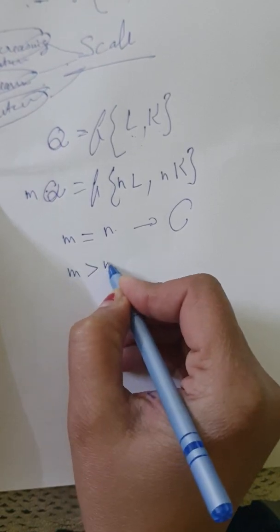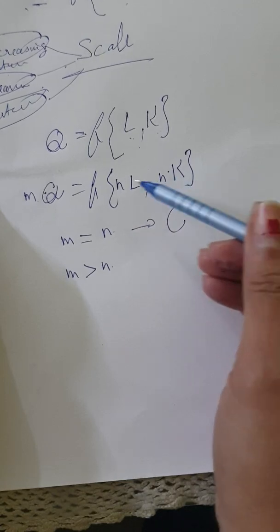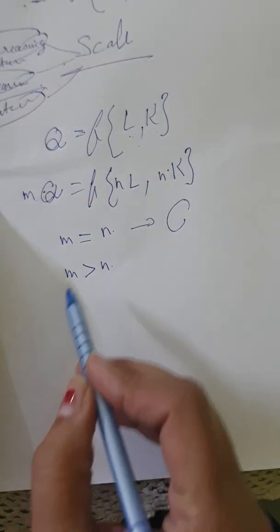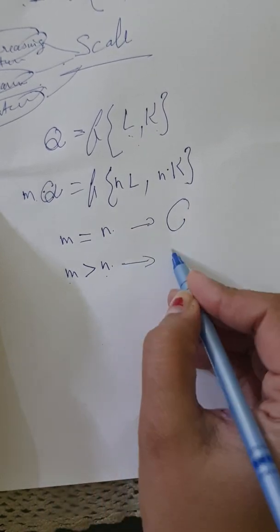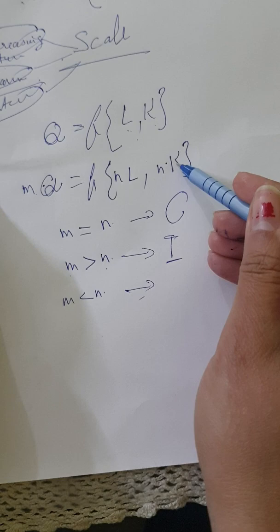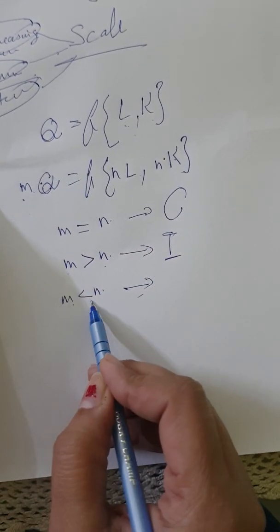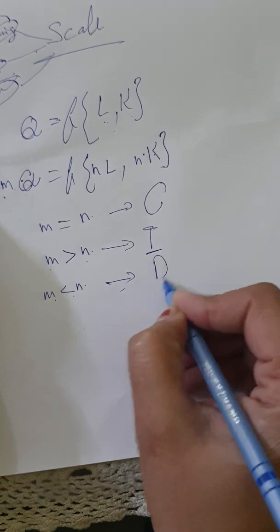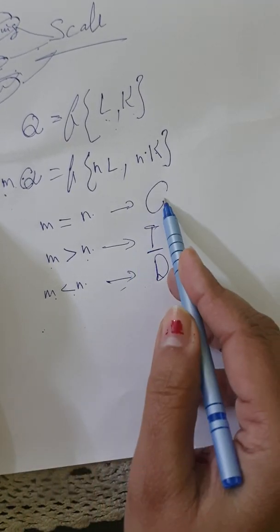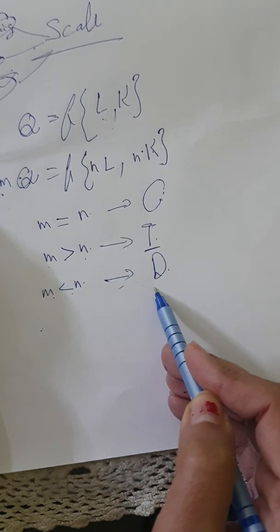If your m is greater than n, it means you increased your inputs maybe 2 times and your output is increased by 3 times or 4 times. So m is greater than n. This is the situation of increasing returns. If m is less than n, I mean you have increased your inputs by some amount, maybe suppose 4 times, but your output increased 3 times, suppose. So m is less than n. So this is the situation of decreasing returns. So constant returns to scale, increasing returns to scale, and decreasing returns to scale.